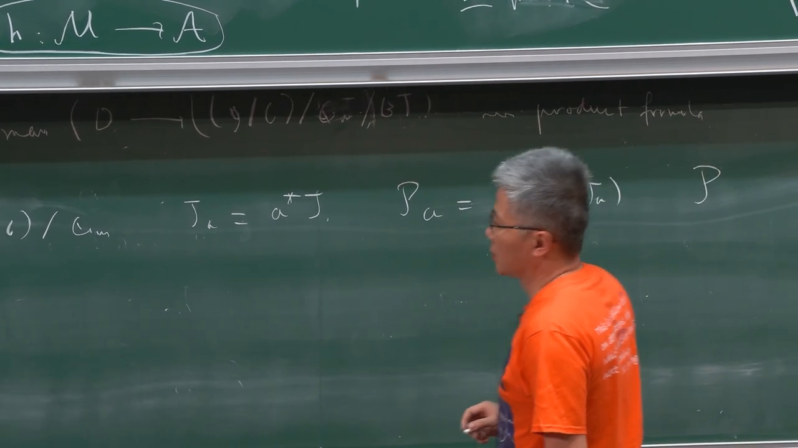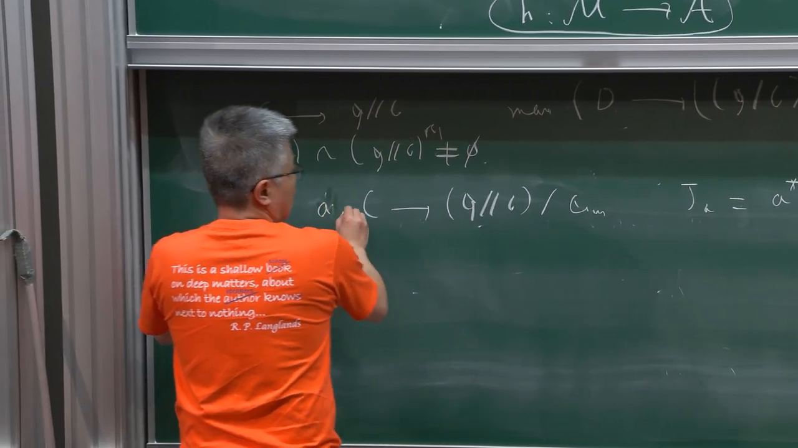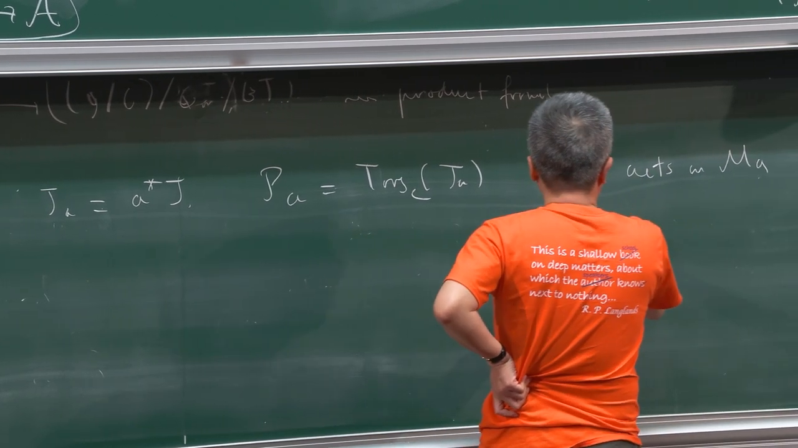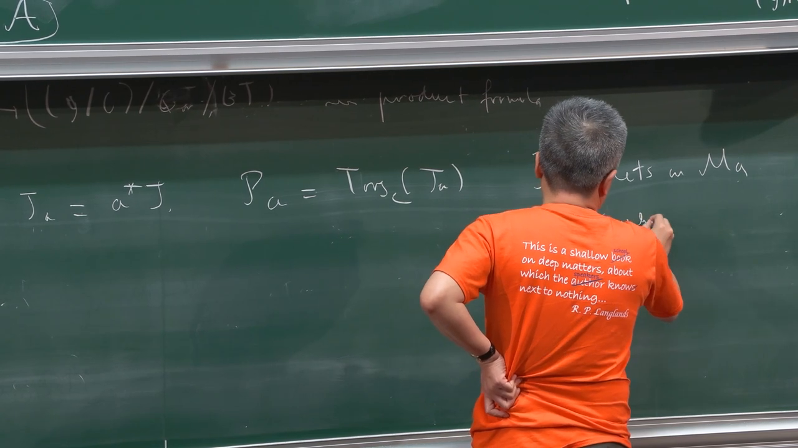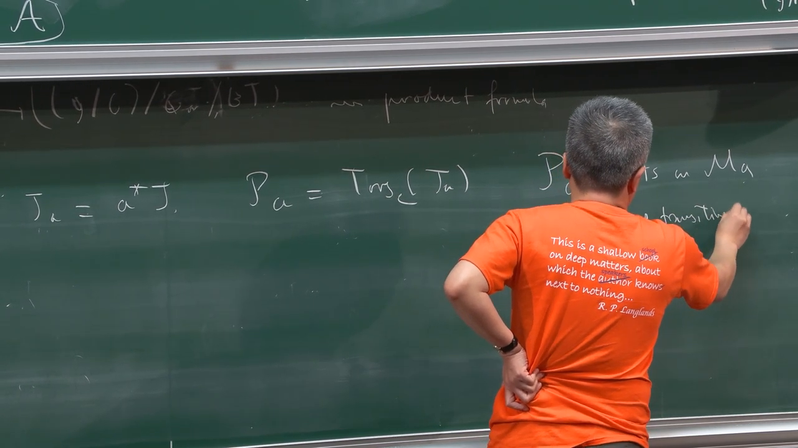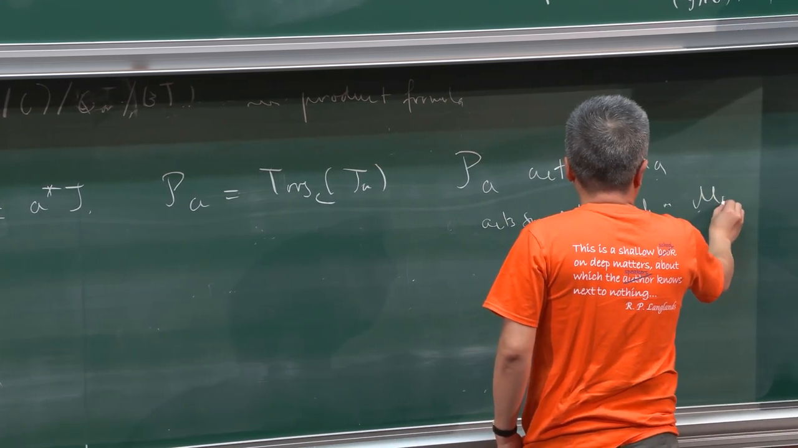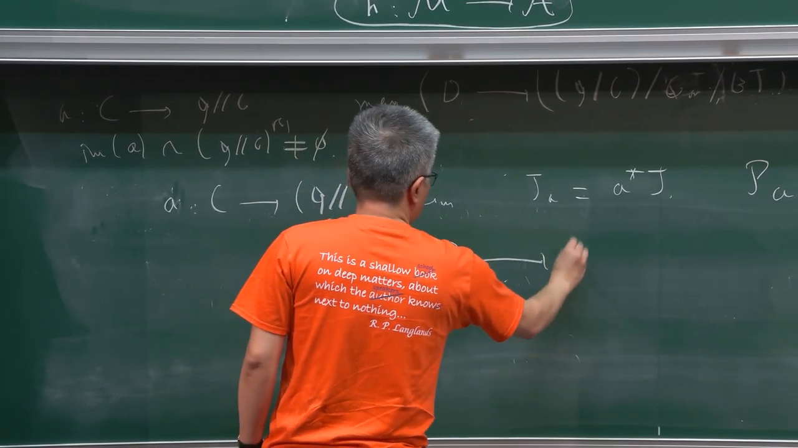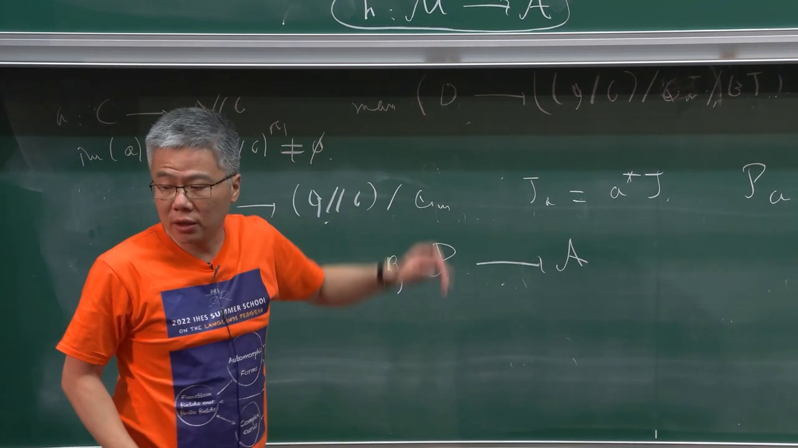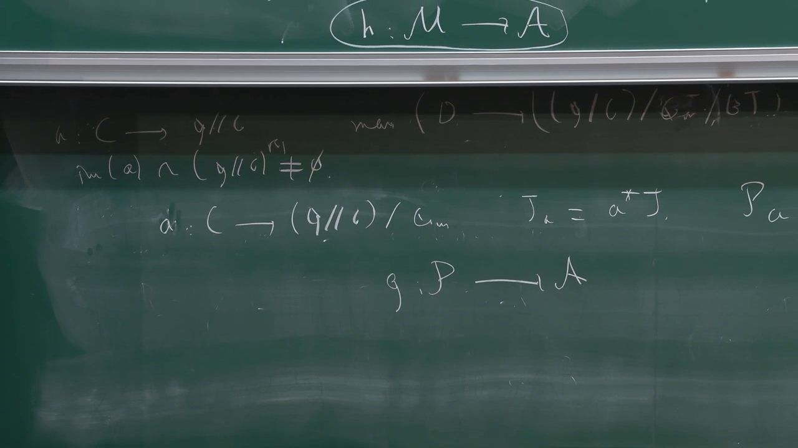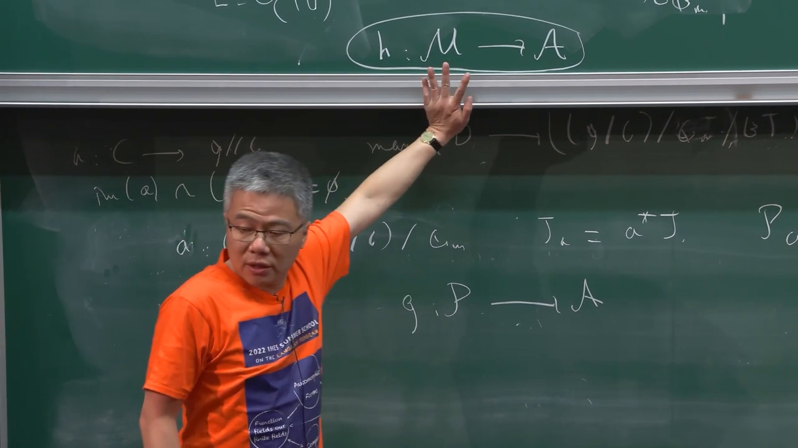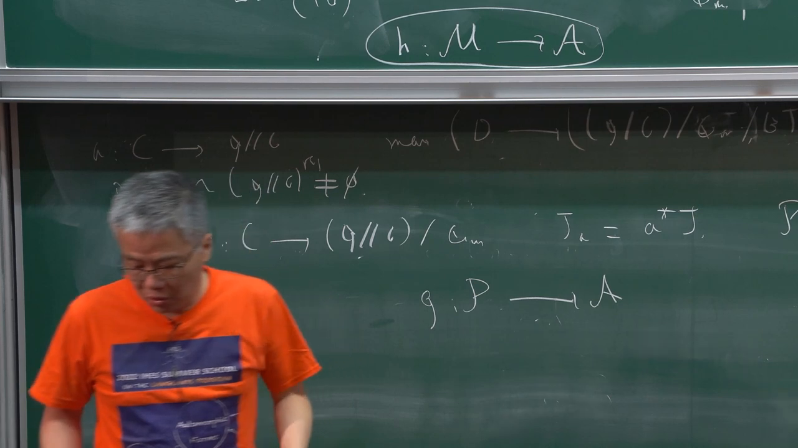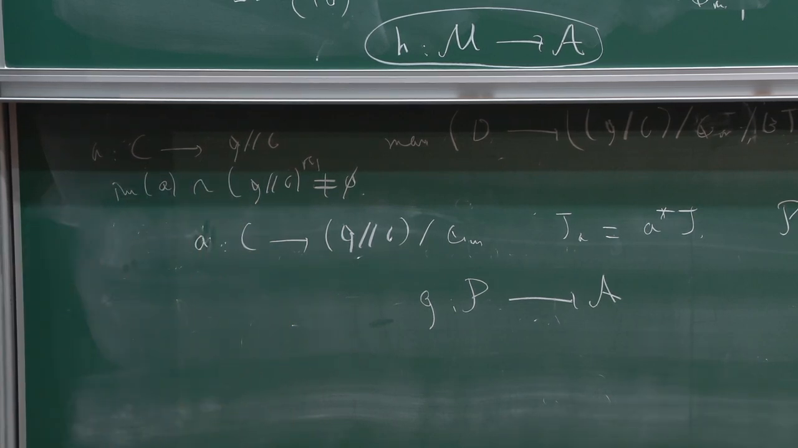Sorry? This is A, thank you. Then you have P_A acting on M_A, and acting simply transitively on an open subset M_A regular. Right. So in family, you have this map from P to A acting on M over A. Right. And I try to make the point that this is fairly complicated. You have very little explicit knowledge about this, but you can describe it almost completely.